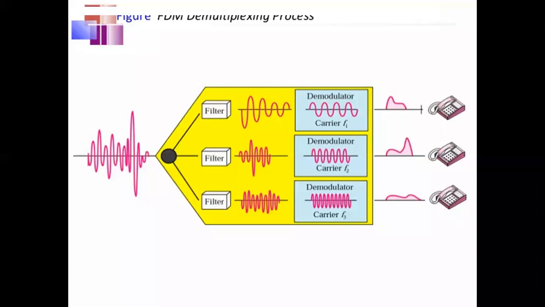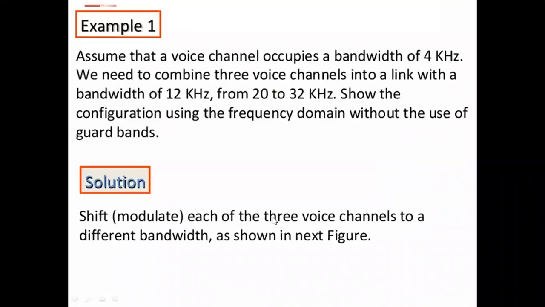The first filter output is given to the first demodulator, the second filter output is given to the second demodulator, and the third filter output is given to the third demodulator. That output is taken on the receiver side as the first, second, and third. This is the demultiplexing. Now let us see a simple example. It is better to know that example also.